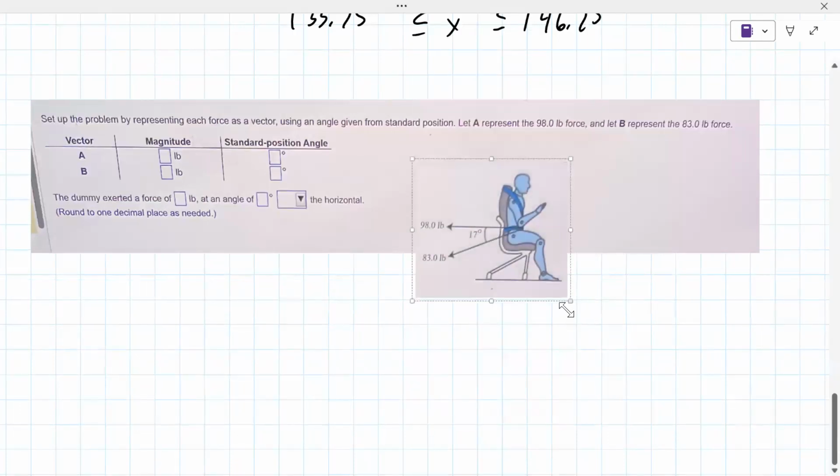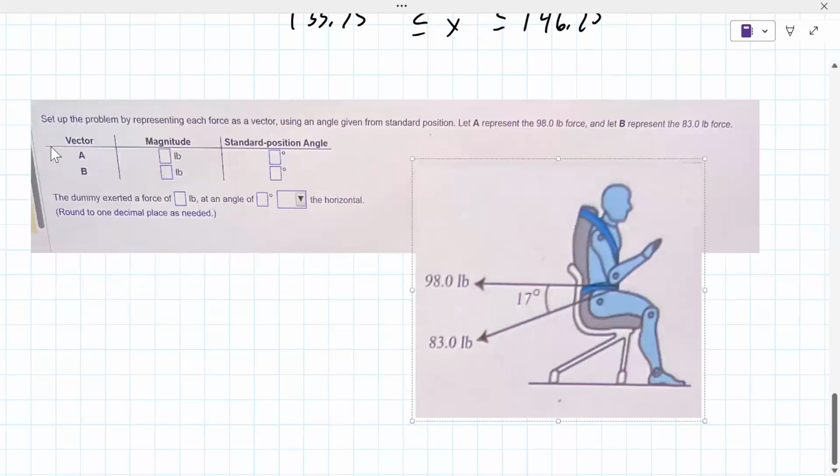Okay, so the question here is asking you to resolve vectors A and B into the magnitude, which is like this number here, and its standard position angle. So like the 98 is completely horizontal, so its standard position angle is 0. The 80, but the problem is standard position is like that. So I think we're gonna have to make this 180, which is what I want to check, which is weird because you don't actually do this in physics. You would just assign it negative.